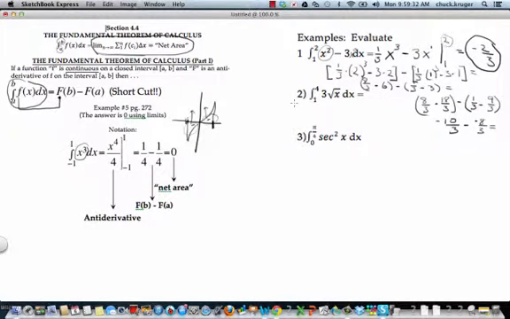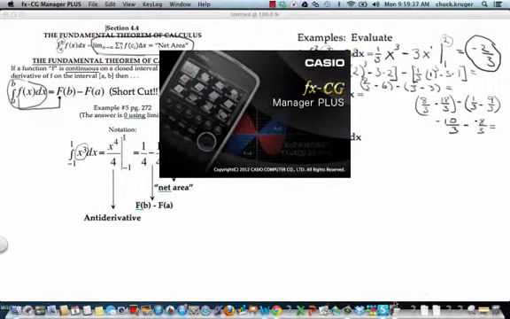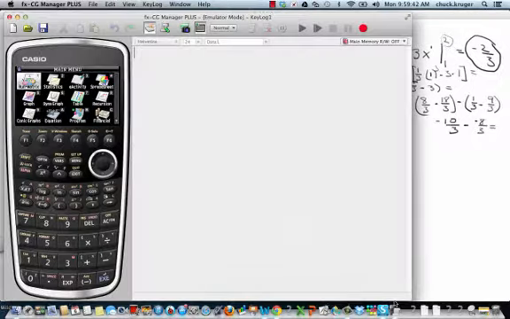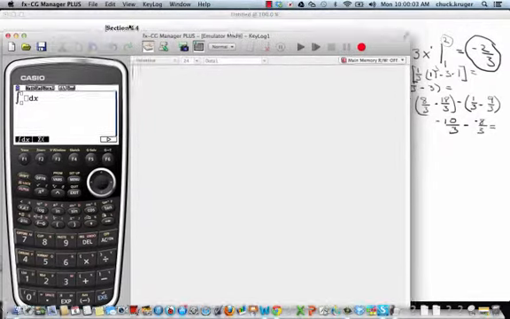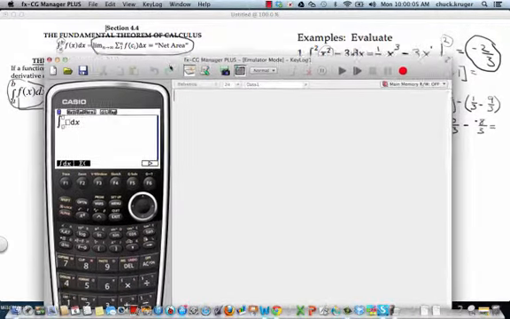Alright, now I'm going to show you how I can do this on my calculator to check to see if my answer is correct. And I should be able to do that here. I'm going to delete my screen. And I'm going to do math, I believe. And I should have an integral. And I'm going to put, what was that equation again? It was x squared minus 3.